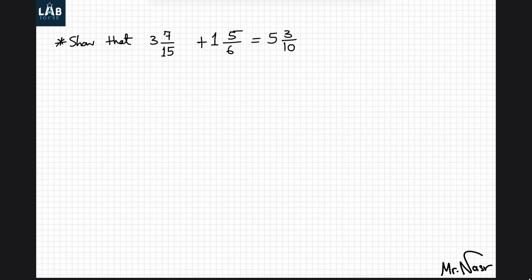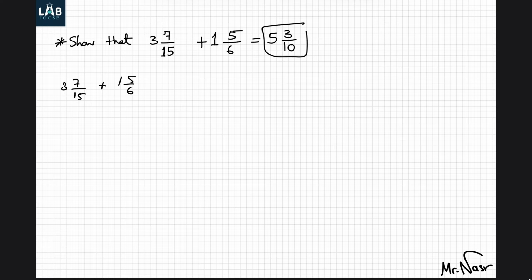So this is like the basics, and 3 marks are easy to get from here, or even maybe 4. So when we have 3 7/15, that's a mixed number, plus 1 5/6, and you need to show that it's equal to that, and this will give us a clue. The calculator won't be allowed here. Even if you do it on a calculator, where's the working out? So you need to show that.